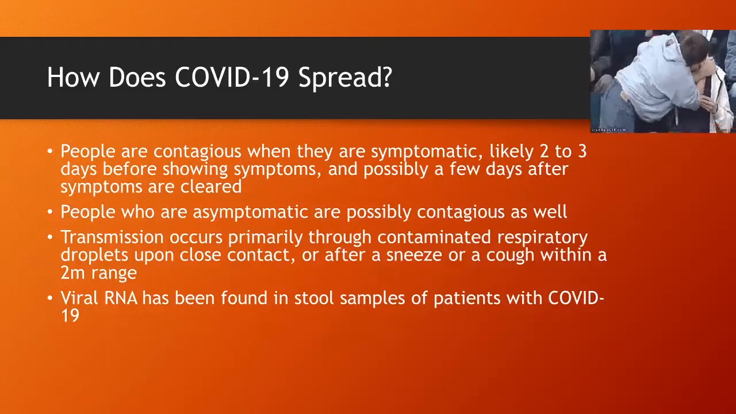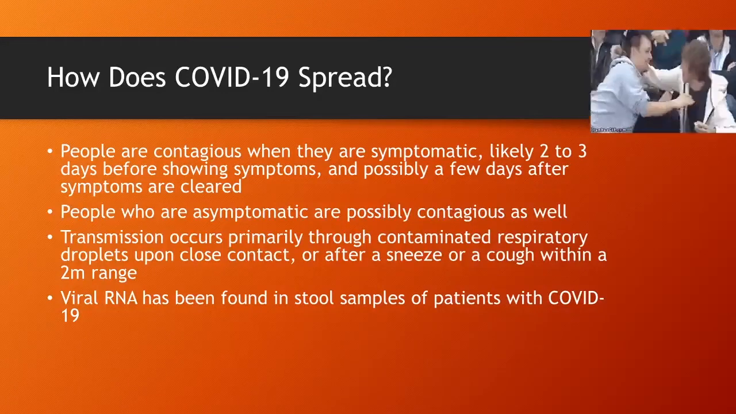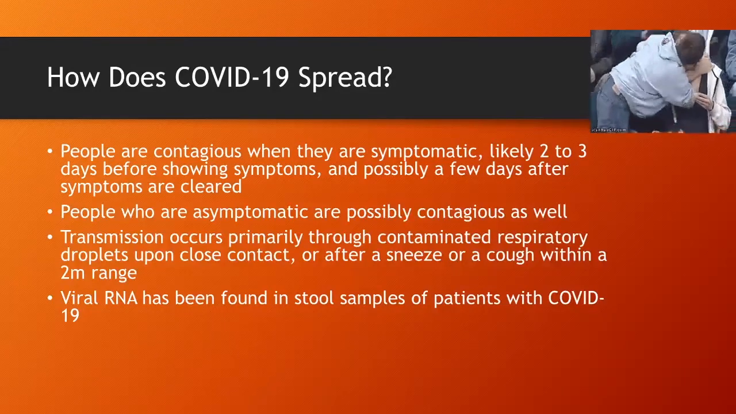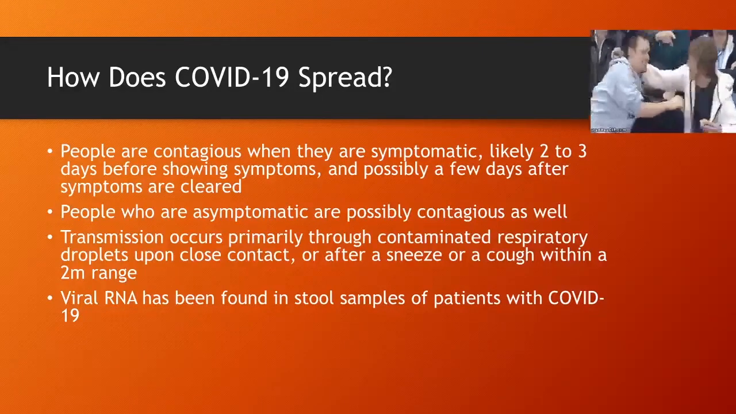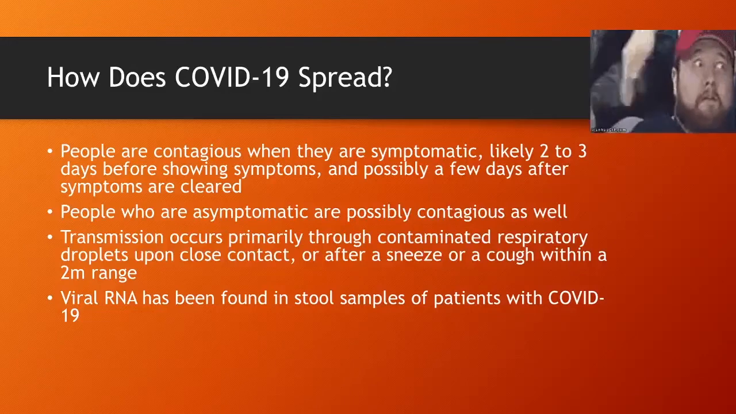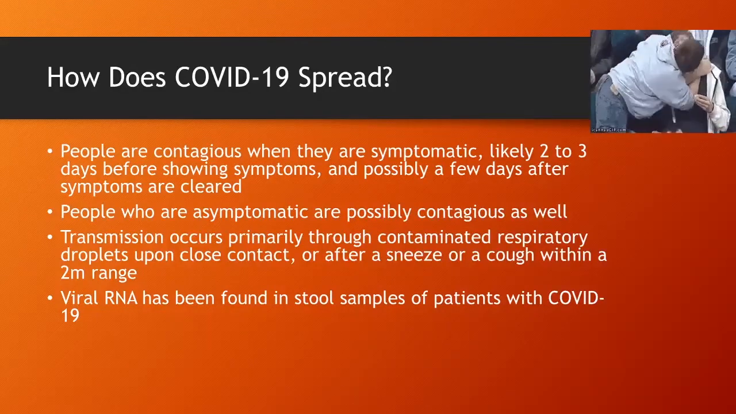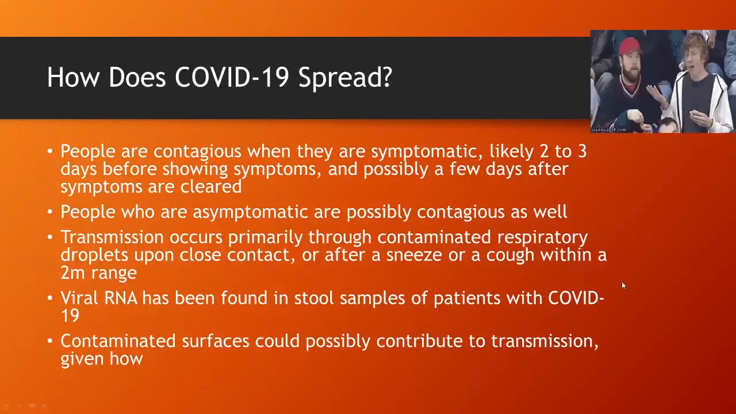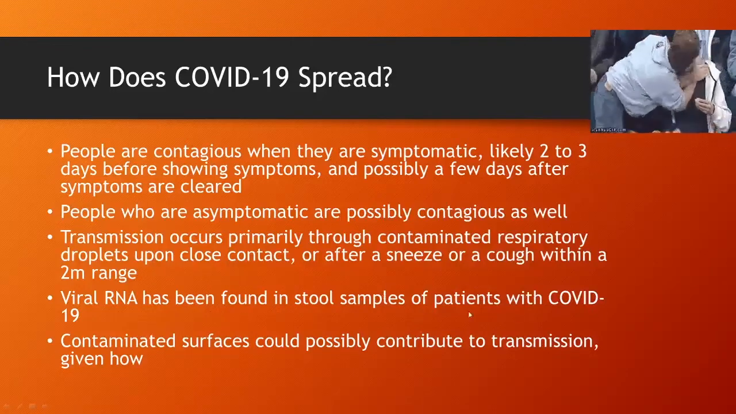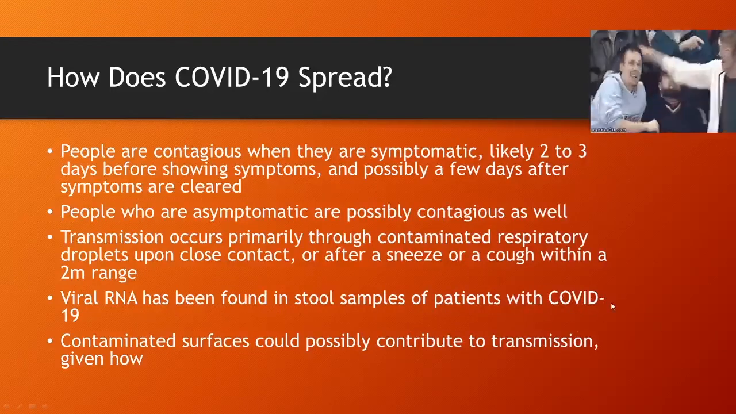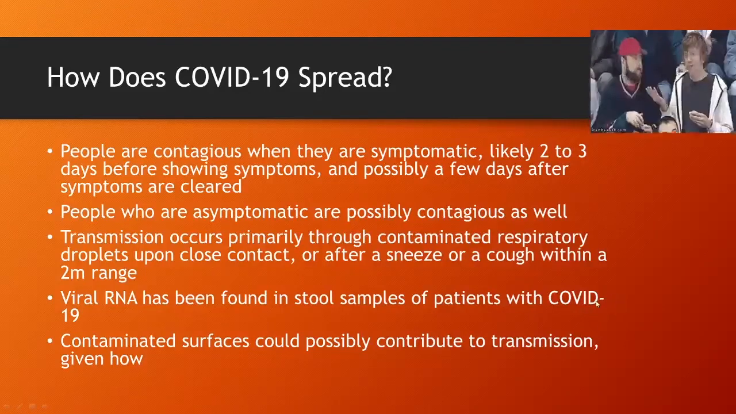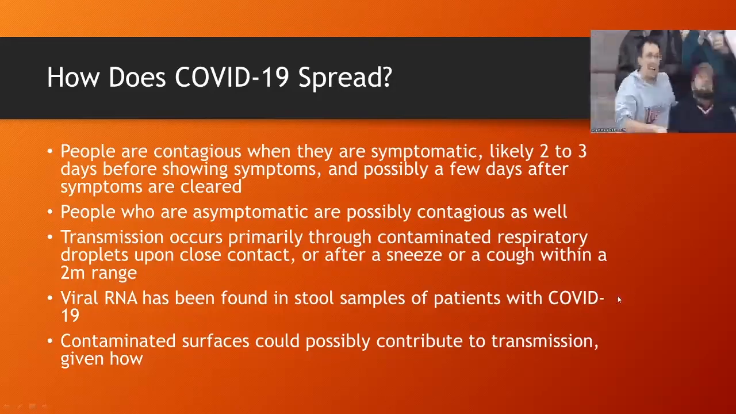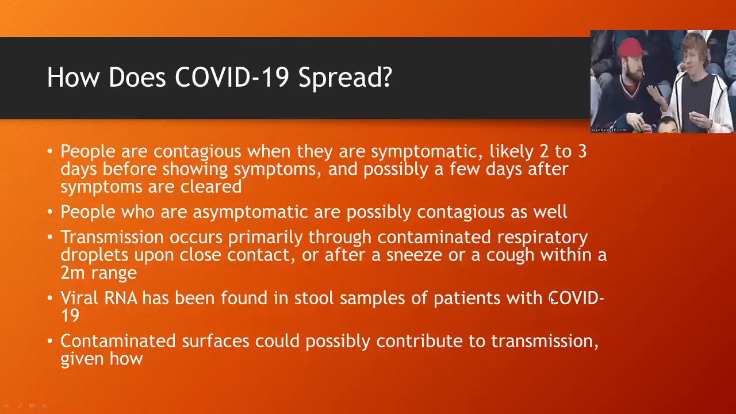Viral RNA has been found in stool samples of patients with COVID-19. That's consistent with what I mentioned earlier, that the virus can bind to pretty much any cell that has an abundance of ACE2 protein. And because there are cells like that in your small intestine, it would make sense that you would find some virus there. But it's still unsure if, from fecal matter, it's able to be transmitted. We know that we can detect it with RT-PCR, but we're still not sure if it's contagious.